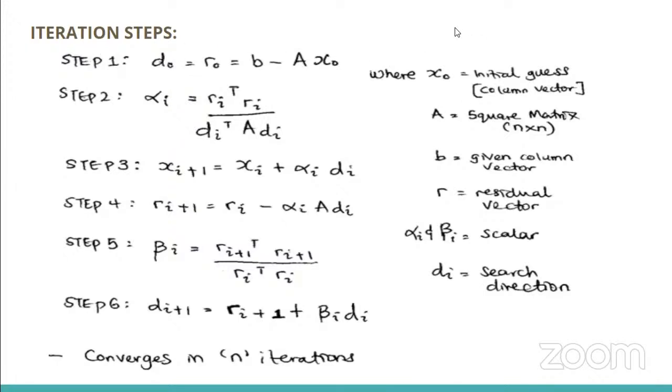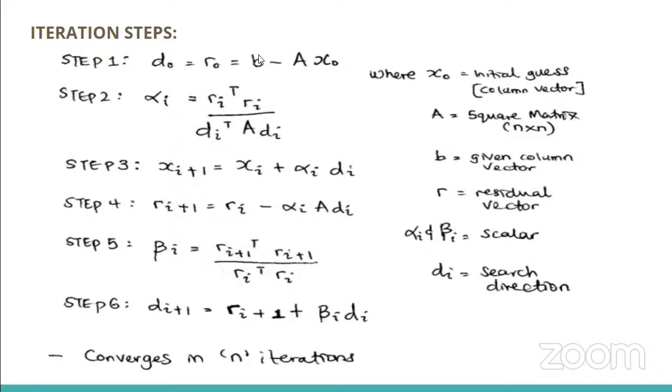These are the givens, or the things we need to take note of. x naught is the initial guess, which could be a column vector. We'll see that on the next slide. A is your square matrix, n by n. B is your given column vector. R is your residual vector. We have the scalars alpha and beta, and then we have our search direction. These are all the things you need when solving this kind of linear equation.